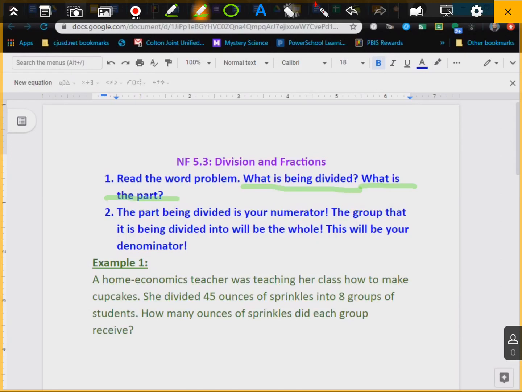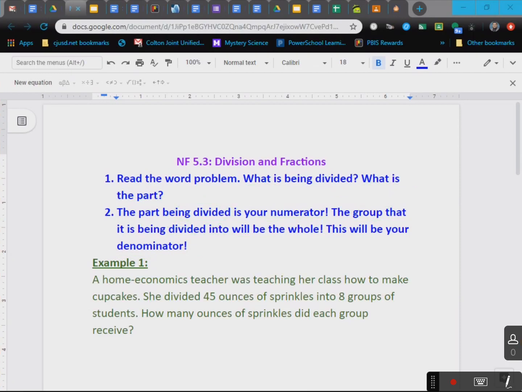I'm sorry, the part would be the numerator. Your dividend, what's being divided, is your numerator. How many times it's being divided by, or the part, is your divisor or the denominator. And this will make a lot more sense once we get into the actual examples. But the part that's being divided is your numerator. So what's being divided is your numerator. The group that it's being divided into will be your denominator. Okay? So let's go ahead and start with the first example.